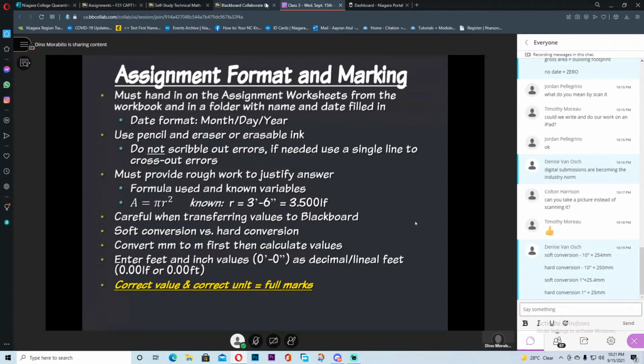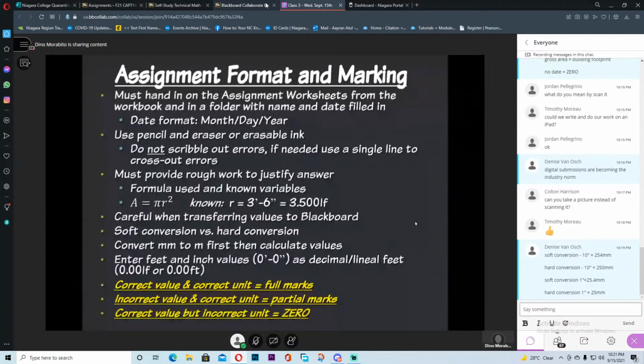So here's our work in a nutshell. If you give me the right answer with the right units, you get full marks. That's obvious. If you give me the wrong answer and the right units, I will give you partial marks. Okay, you could have done your math a little bit incorrectly, but you know the correct units. I'm going to give you part marks for that.